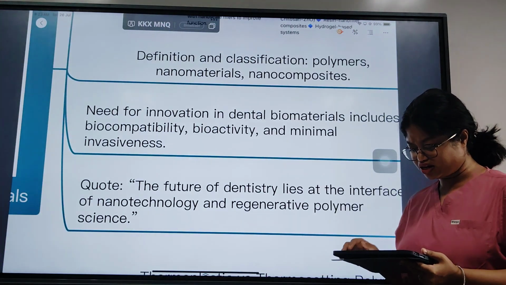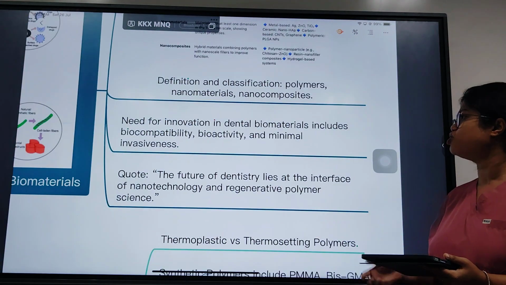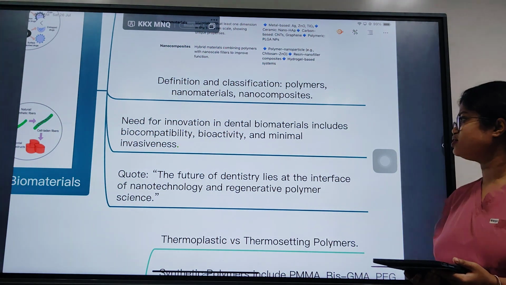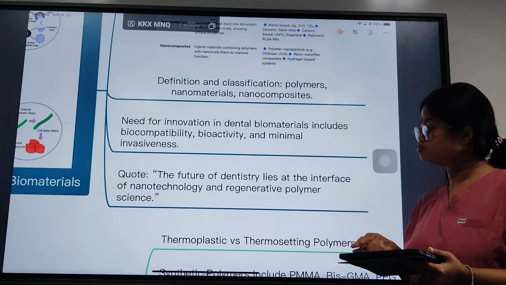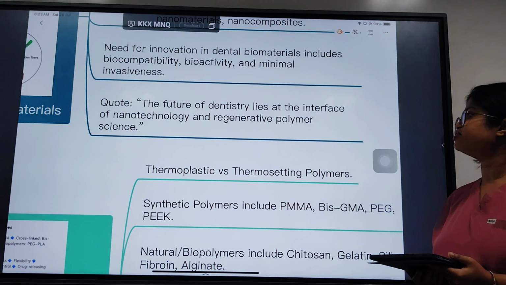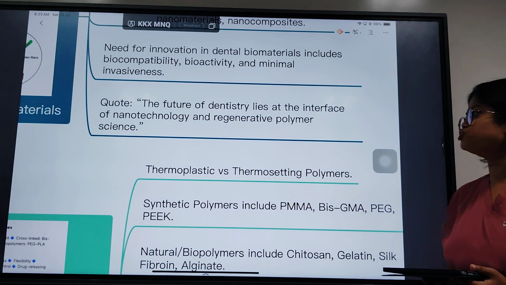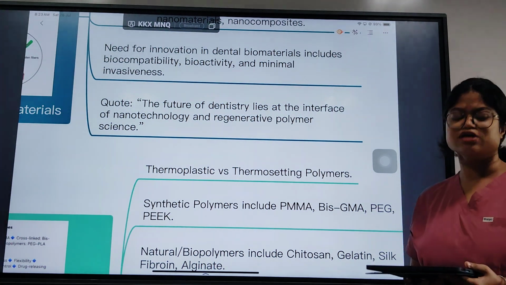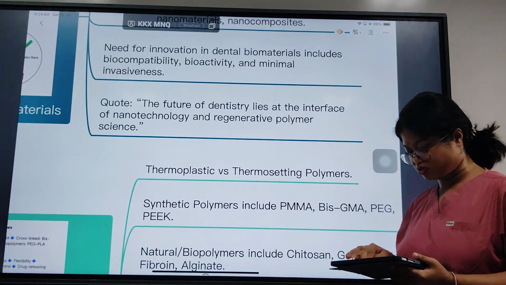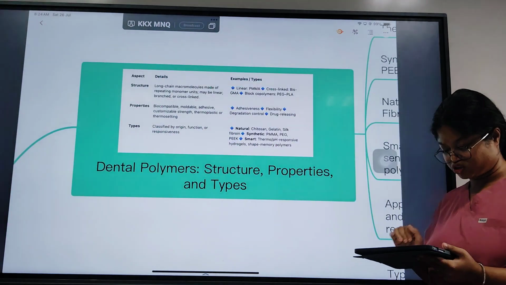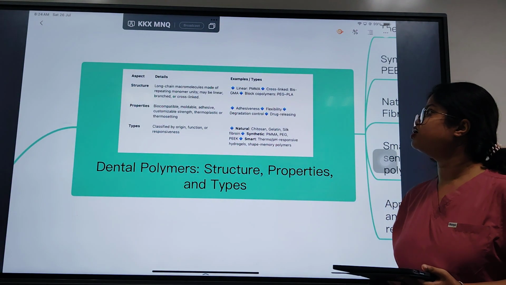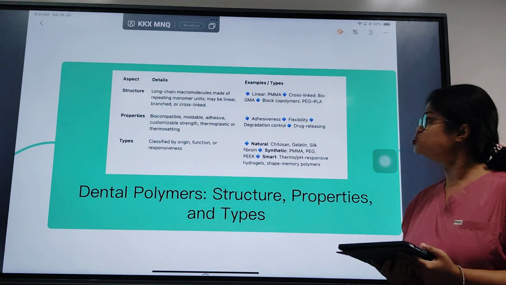So why is there a need for innovation in dental materials? Because we have to improve biocompatibility. We have to check for bioactivity and minimally invasive procedures for use in dentistry. I want to quote a line: the future of dentistry lies at the interface of nanotechnology and regenerative polymer science. The advent of this will help to deliver personalized medicine to the patients.